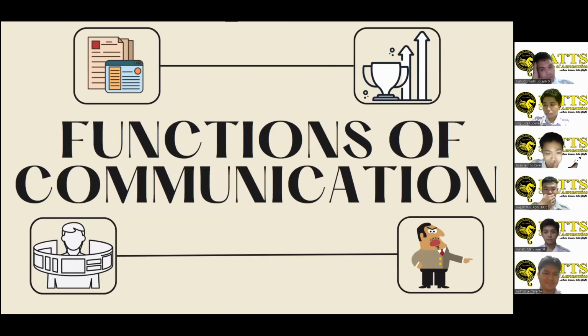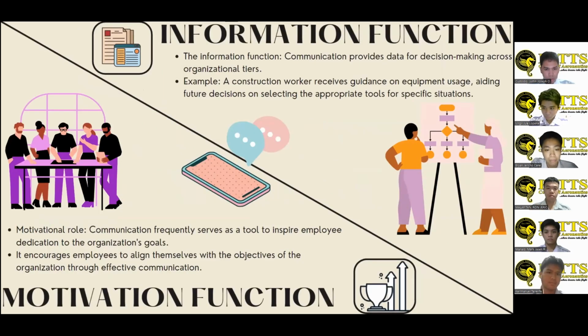Next. With this, communication may be used for any of the given functions in the next slides. So in functions of communication, the first example is the information function. This information function is communication that provides data for decision making across the organizational tiers. An example would be a construction worker receiving guidance on equipment usage, aiding future decisions on selecting the appropriate tools for specific situations. Another example would be a weather forecast informing people about upcoming weather conditions.